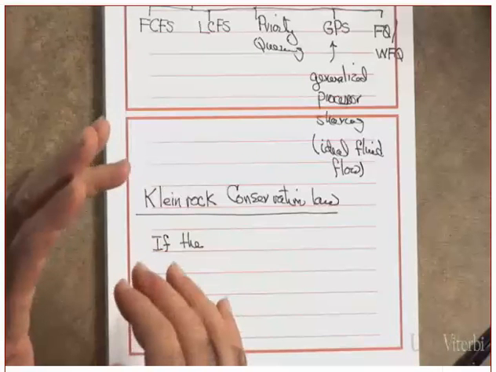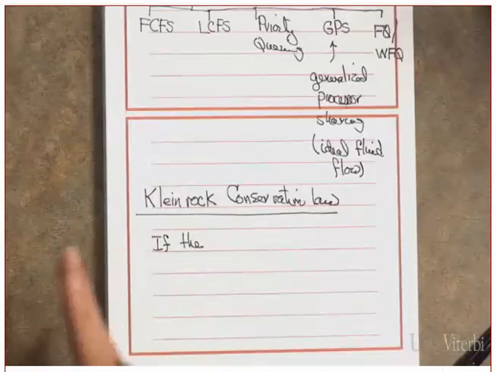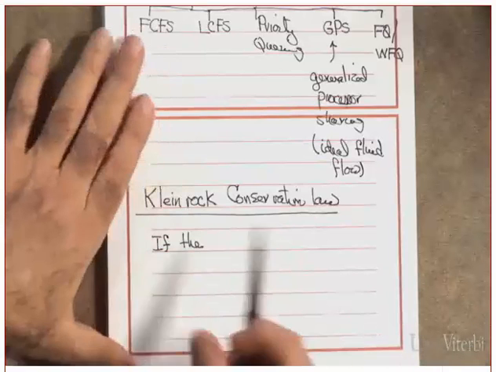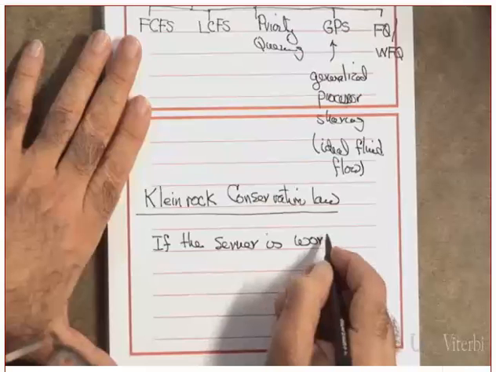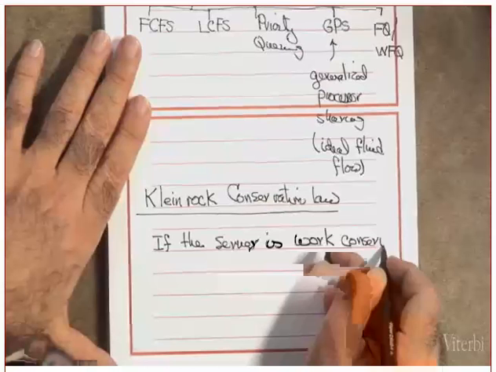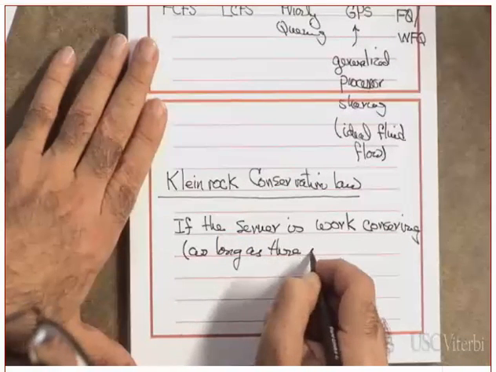So let's see, the server is work conserving. Work conserving means what? As long as a packet is waiting for service, the server will be busy. That is called a work conserving type server. Again, as long as there is a packet in the system, the server will be working. Are you following? So this is the first thing.